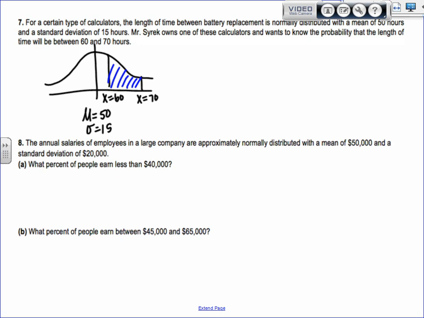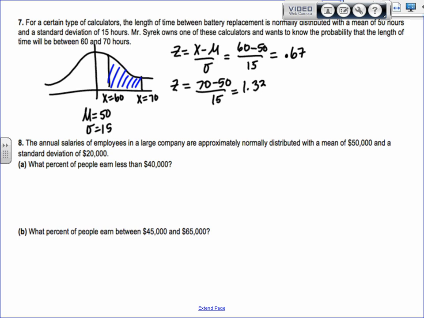All right, so let's figure it out. So I need to change both of these to z-scores. So the first one, I'm going to do x minus mu over the standard deviation. So I have 60 minus 50 over 15. So I have 10 over 15, which is 2/3, which makes 0.67 if I find it. All right, the other one is going to be 70 minus 50 over 15. That's 20 over 15, which is 4/3. So that's going to be 1.33 if I find that as a decimal. A two decimal place, I guess.